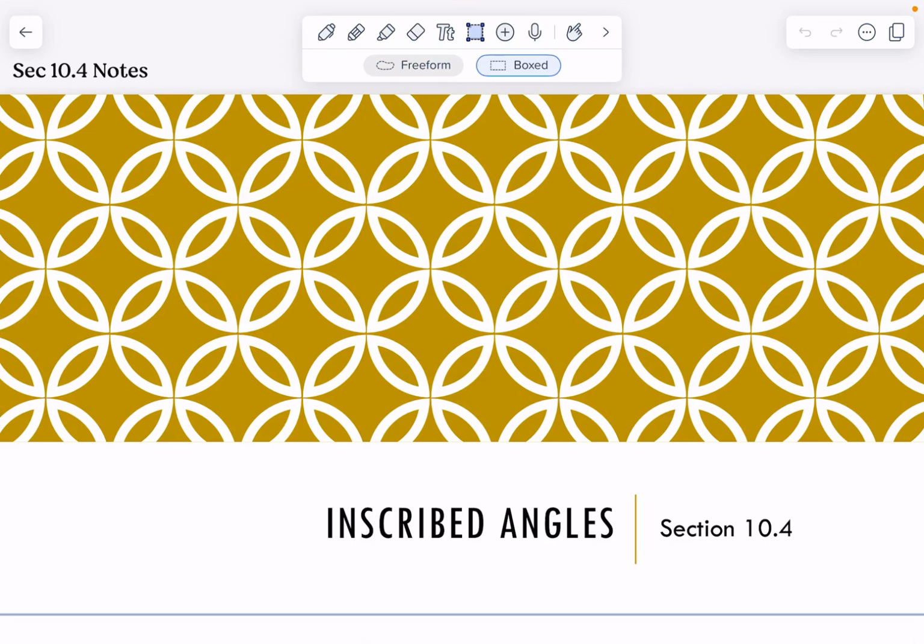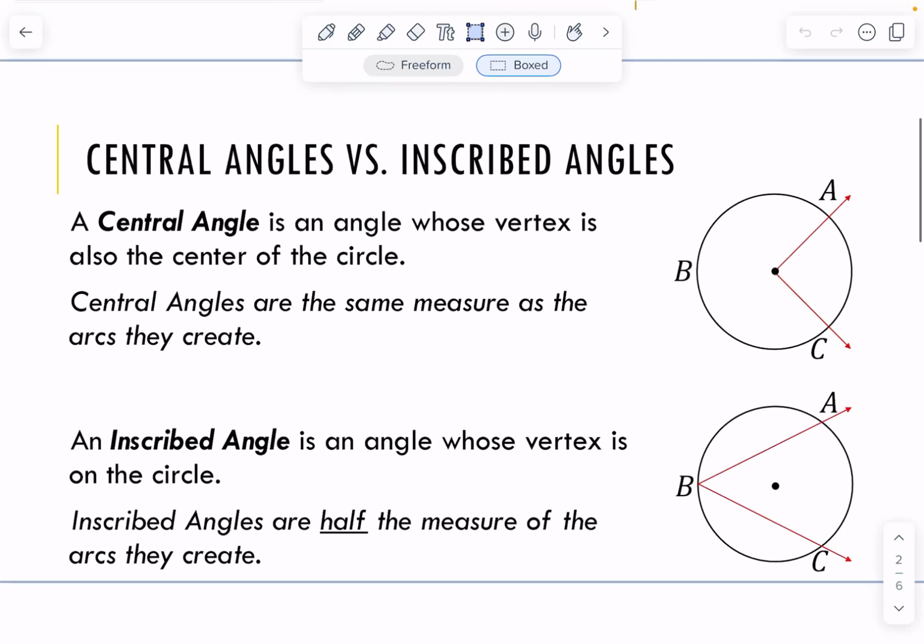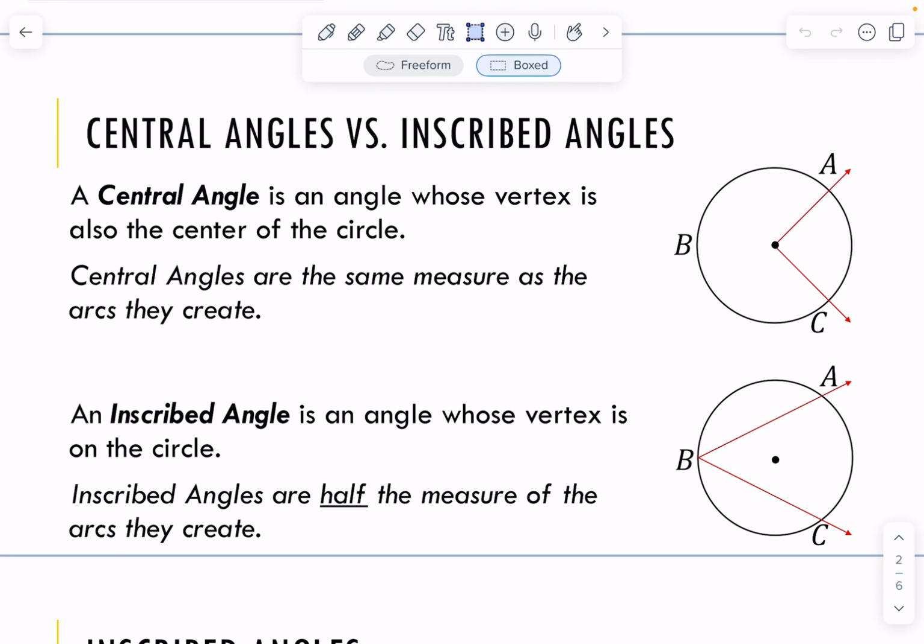Continuing in chapter 10, today we are going to look at inscribed angles. So let's go back to the two types of angles that we found in circles so far. First one is our central angle. Remember, a central angle is an angle whose vertex is on the center of the circle. So a central angle has to have their vertex on the center.